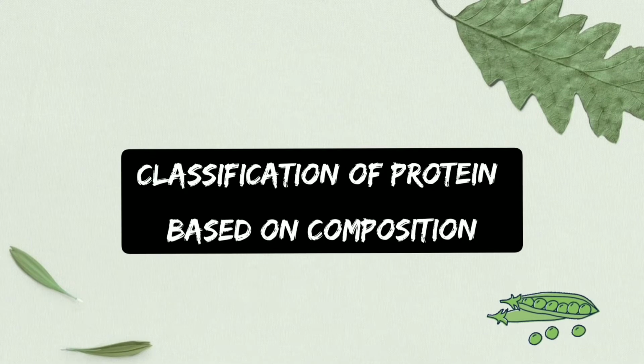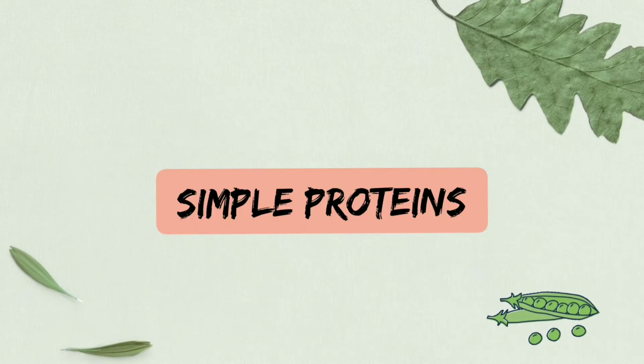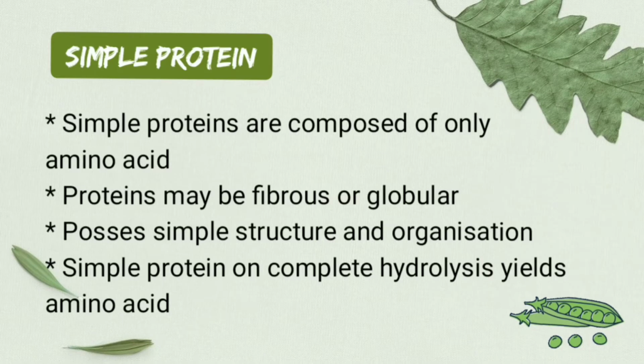Classification of protein based on composition. Based on composition, proteins are classified into three: simple protein, conjugated protein and derived protein. Simple protein. Simple protein is composed only of amino acids. They may be fibrous or globular. On hydrolysis of simple protein, we get amino acids. Simple protein have simple structure and organization.